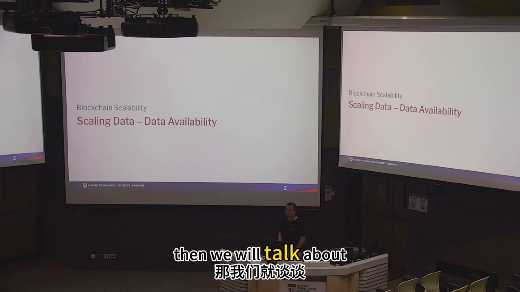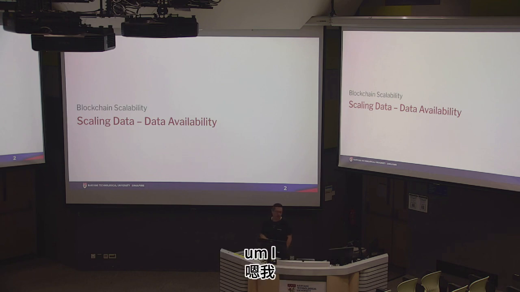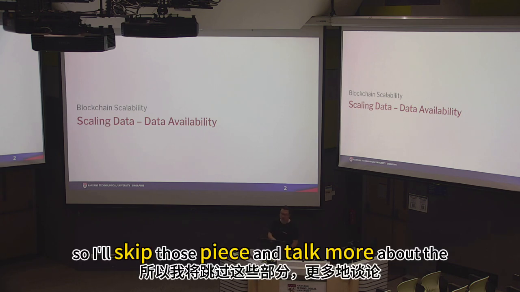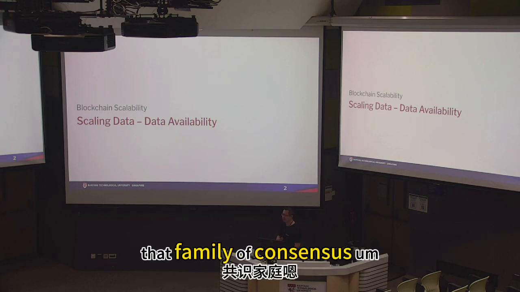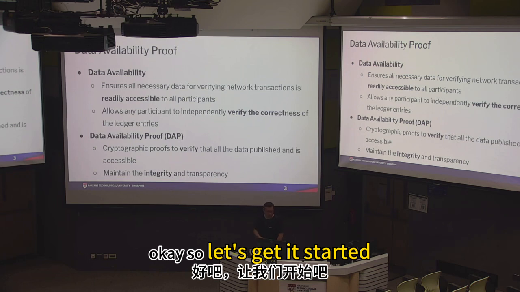Then we will talk about scaling consensus. I know some of you already learned the POW and POS, so I'll skip those pieces and talk more about the practical Byzantine fault tolerance consensus, that family of consensus. Okay, so let's get it started.